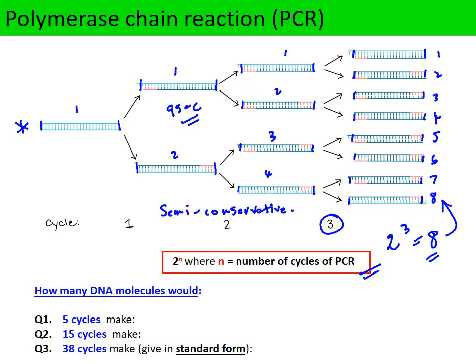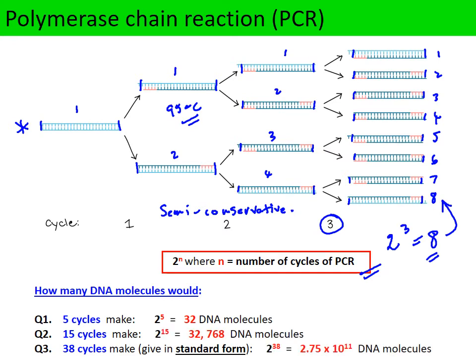If we had 5 cycles, then obviously that's going to be 2 to the power 5. If we had 15, 2 to the power 15, and 38 cycles would give us 2.75 times 10 to the power 11 DNA molecules. So we started with a single DNA molecule, and we've ended up with billions of the same sequence and same size DNA molecule. Now, in reality, we actually don't get this number at the end of 38 cycles, and that's because normally the DNA nucleotides do become limiting in the reaction mixture, because we know they get used up to build the new strands of DNA.